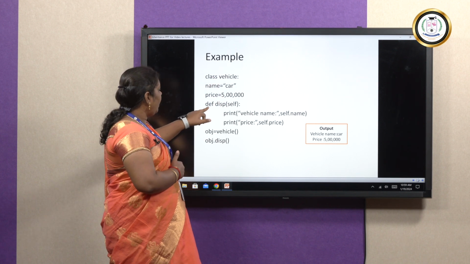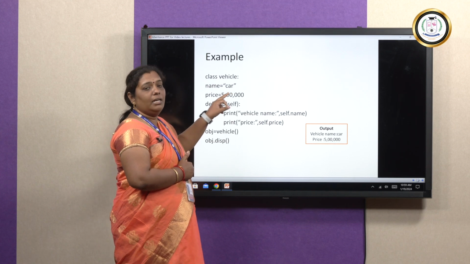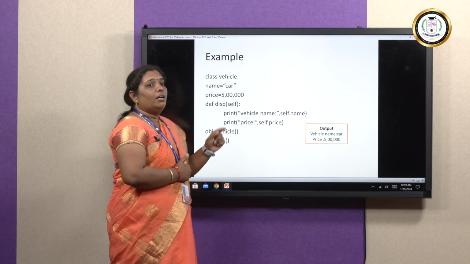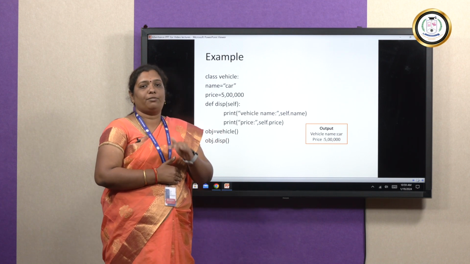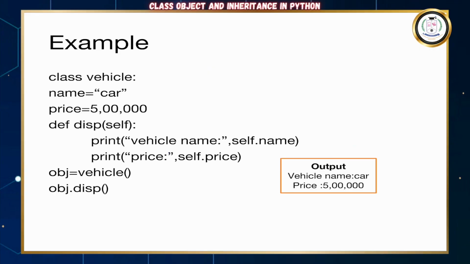Next one, def disp. So def disp is the function of this class. def is the function definition and self is the first parameter. This is the mandatory parameter for function definition. So the self represents the instance of the class. Next, two print statements are here, vehicle name and then price.